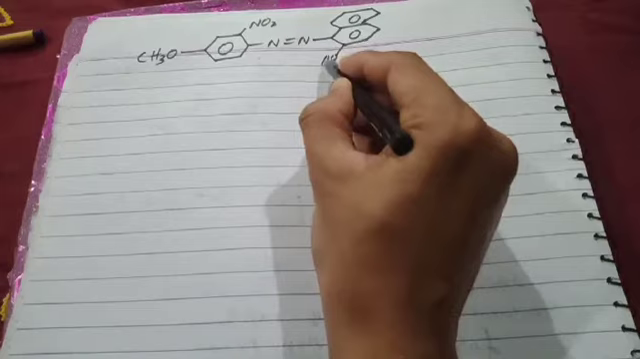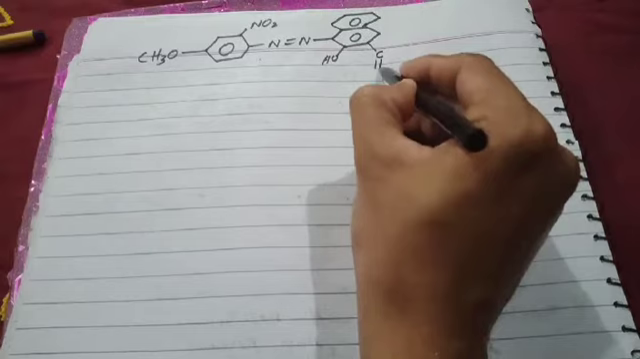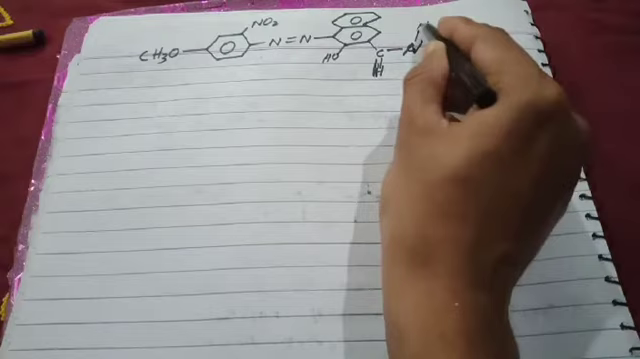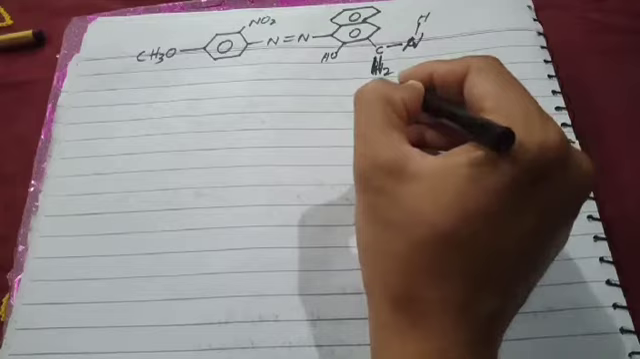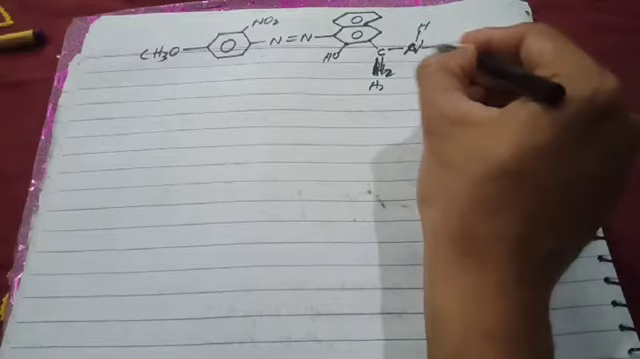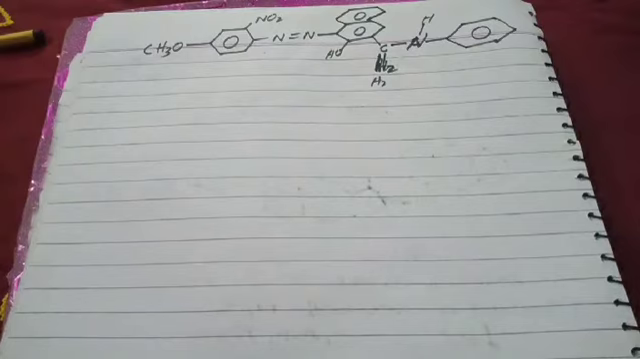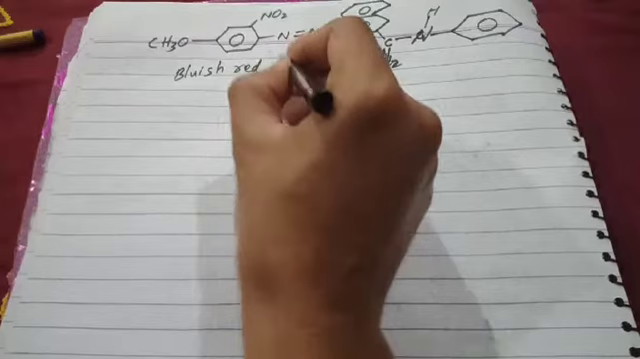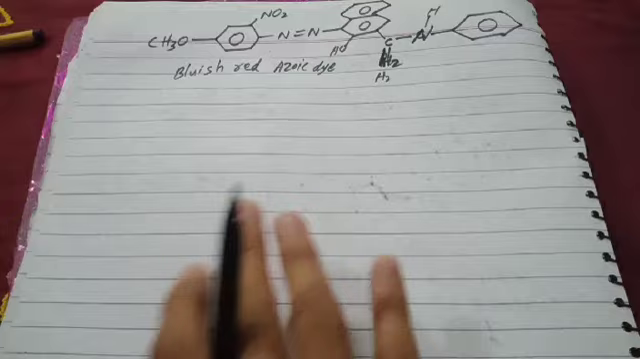C double bond O, 1H, and CNH, here are 2H, it is H, 2H, and N again goes to the other dye. So this is the structure of the bluish red azoic dye. Make its structure carefully.